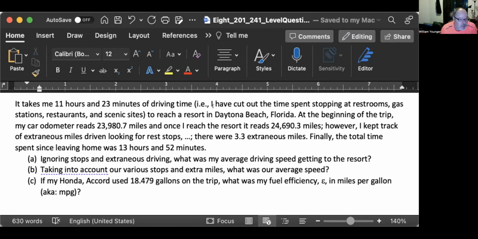And in part C, since I did use a certain number of gallons of gas, which I should also write down above, I want to know what my E in miles per gallon was. And gas used, I'll go ahead and record that. That was 18.479 gallons.